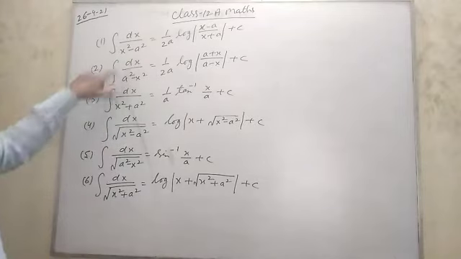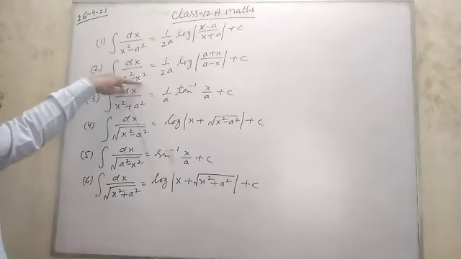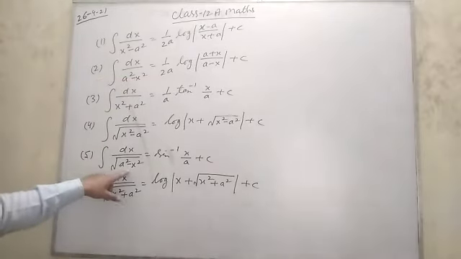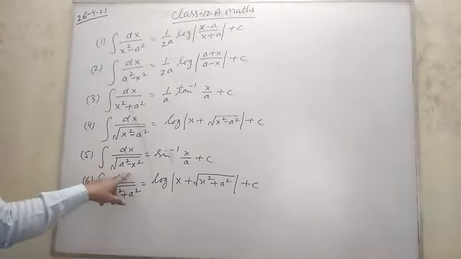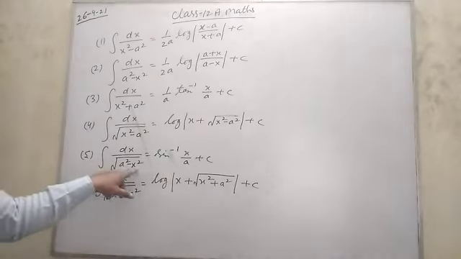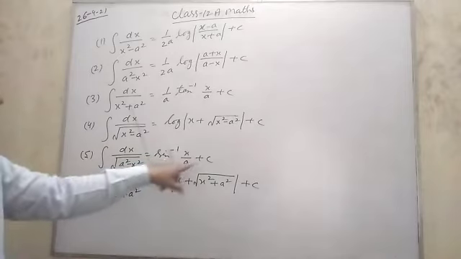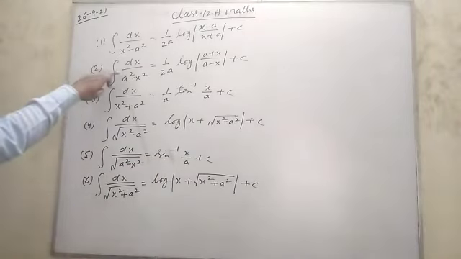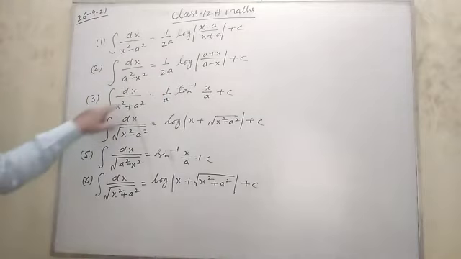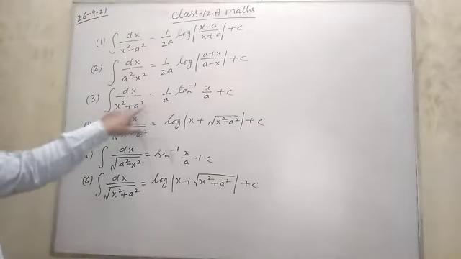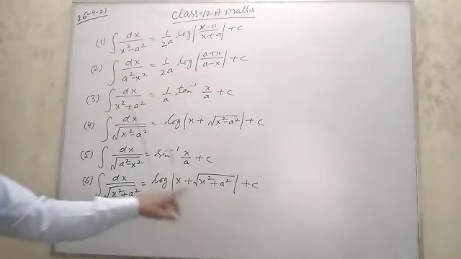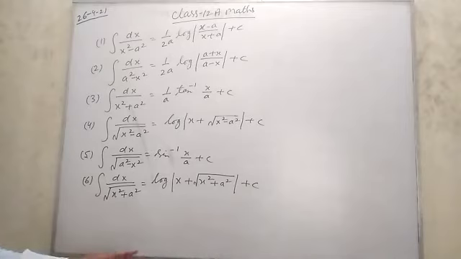Second one, dx upon a square minus x square. Okay, and here dx upon under root a square minus x square. Clear? So dx upon under root a square minus x square, this is sin inverse x upon a plus constant. And without root, then this formula. Okay. Third one, dx upon under root x square plus a square. This formula, dx upon under root.